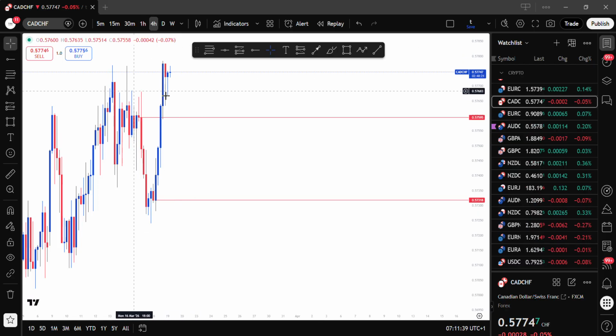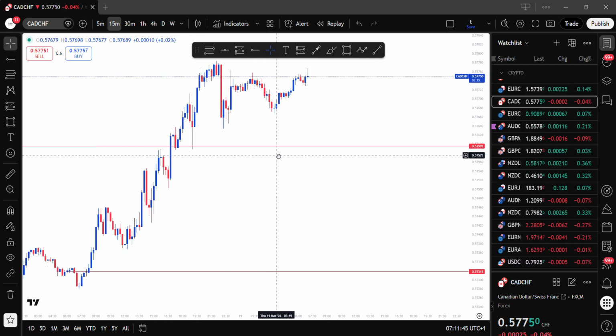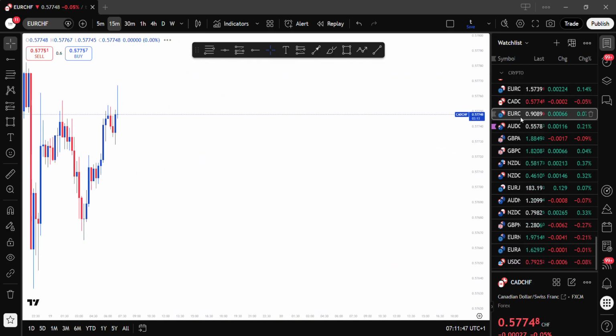So if you see this break of structure happening here, and if you see the 1 hour, there's no clear entry as well on 1 hour. So if you go down to 15 minutes, there's no entry on 15 minutes as well. So we just keep waiting for this.